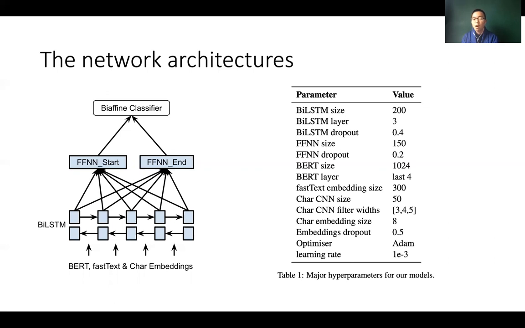After that, we project those word representations into two different versions of the representation, one for the start of the mention and one for the end of the mention. That is mainly because the words that usually are the start of a mention and the words that usually are the end of a mention are quite different. So by using two different representations, it will give us better results.